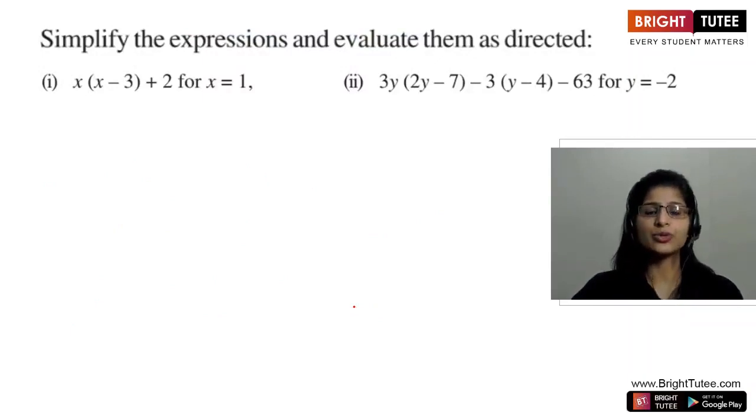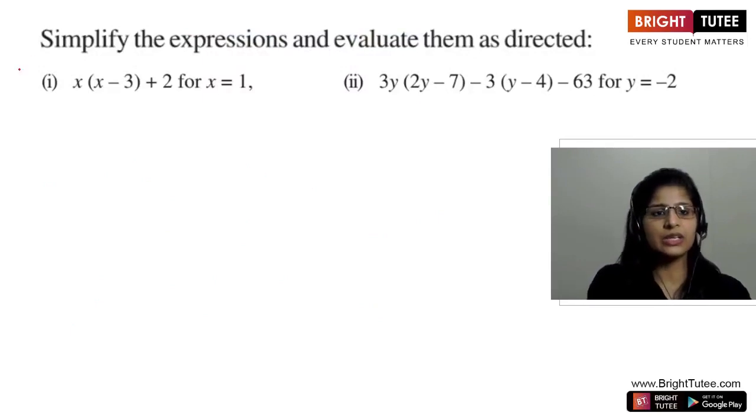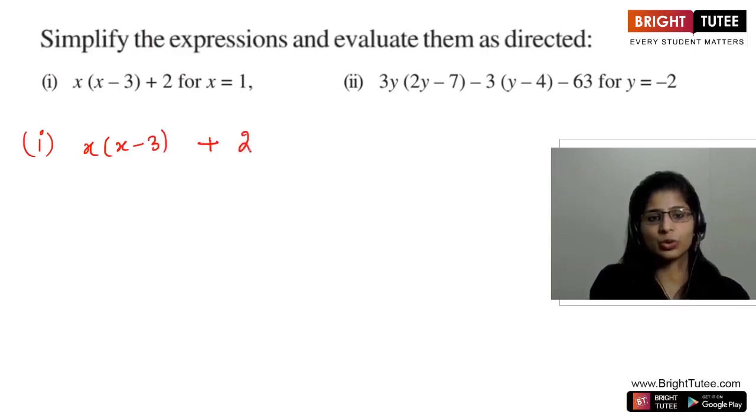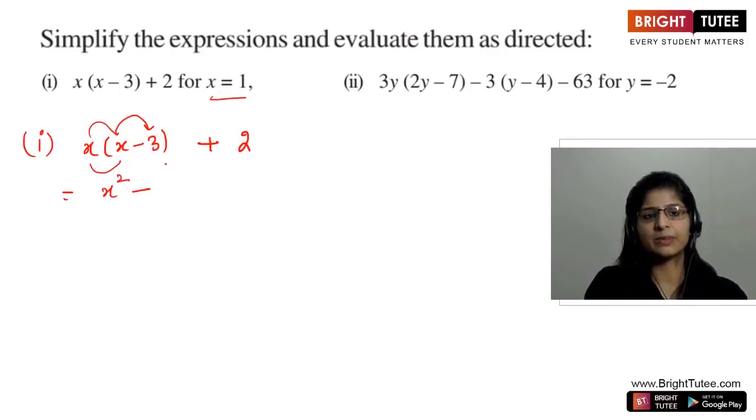Next, here we have to simplify the expressions and evaluate them as directed. In the first part, first of all, we have to simplify x multiplied with x minus 3, plus 2. 2 is outside the bracket, so x will get multiplied with the values which are inside the bracket only, not with 2. And we have to then put x equal to 1 in the answer. So first we will simplify. x multiplied with x is x square, minus x multiplied with 3 is 3x, plus 2.